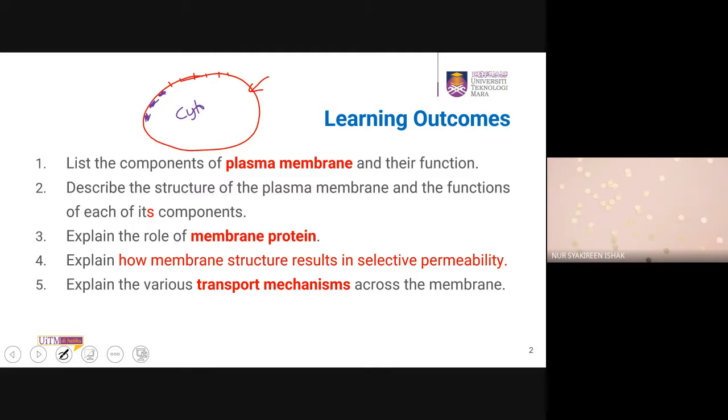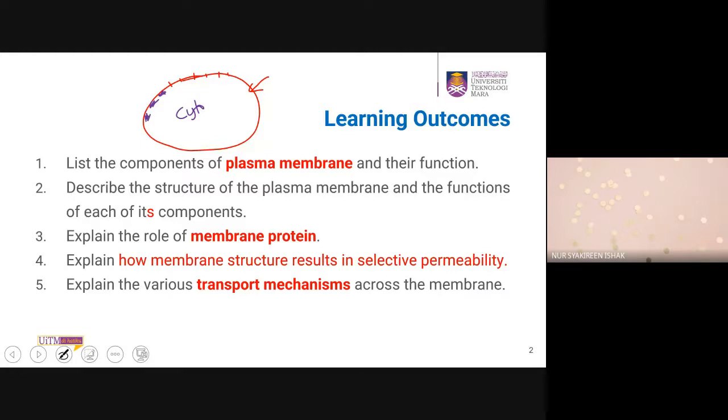And then other substances such as polar substances, for example glucose. Glucose, as you know, is polar. So polar substances, or ions such as sodium ions and chloride ions, these molecules or ions cannot easily pass through the membrane of the cell.